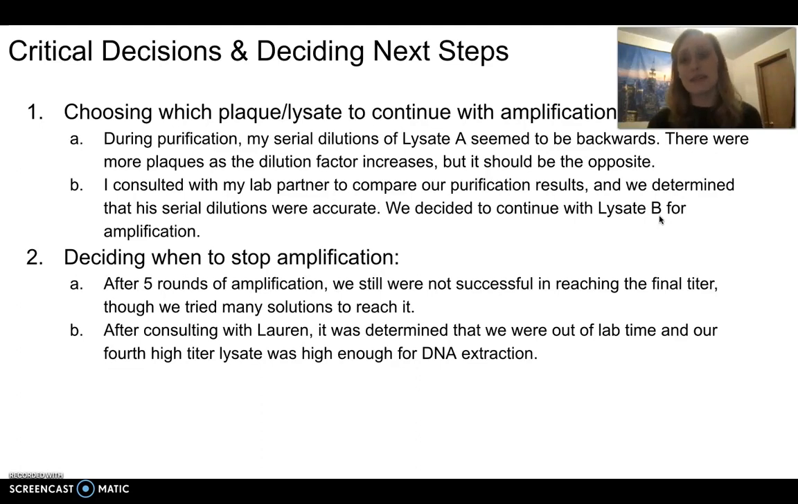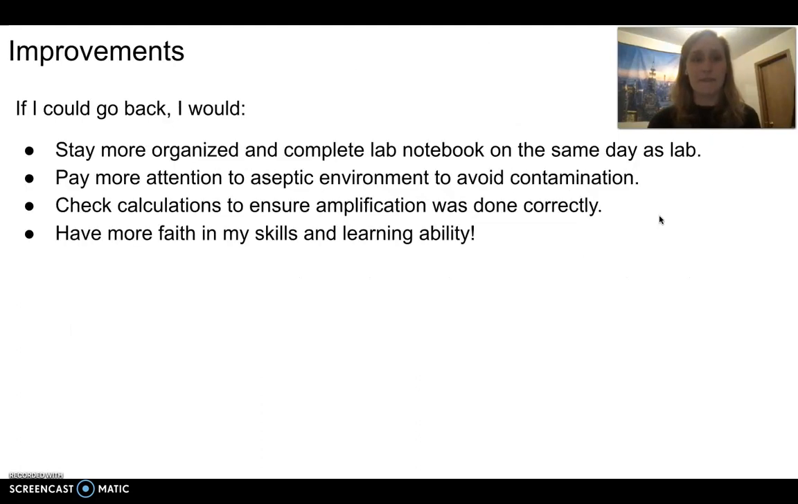And we also had to decide when to stop amplification, because we could have kept trying to do that to get to that final high titer that we needed. But we tried a bunch of different things, and consulting with Lauren, it was determined finally that we're out of lab time, and our 4th high titer lysate was high enough for DNA extraction.